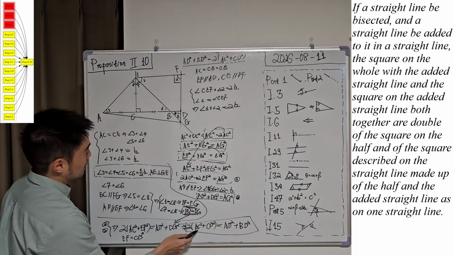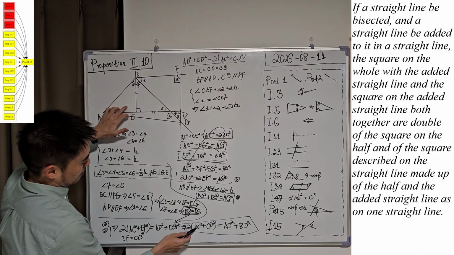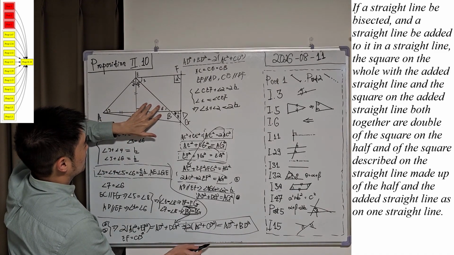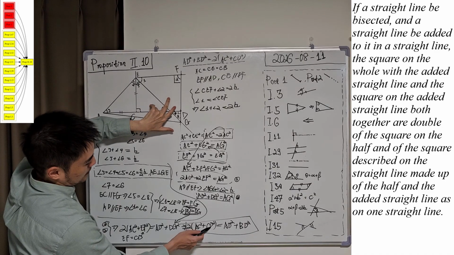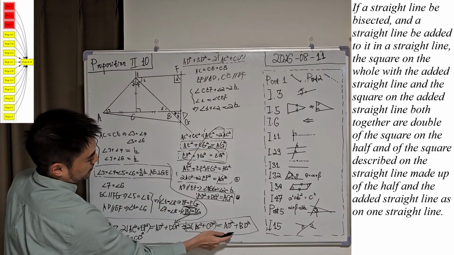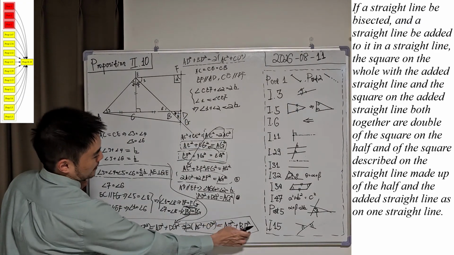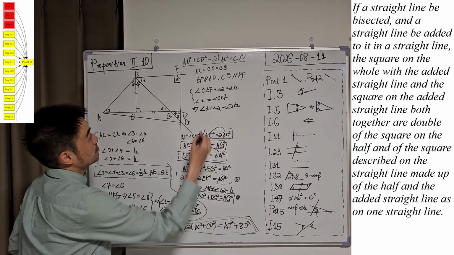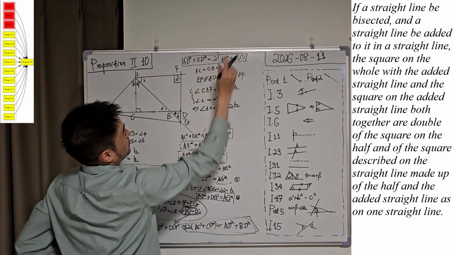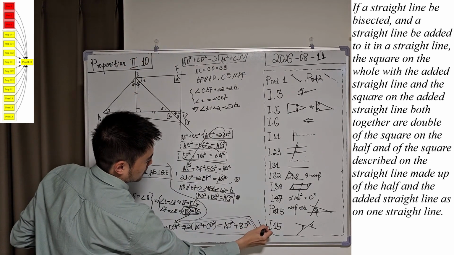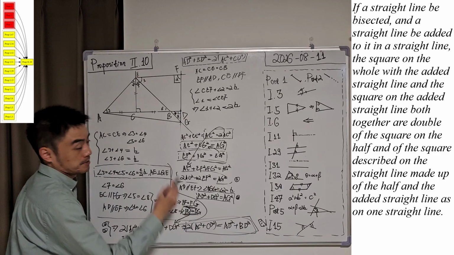Twice the square on AC, which is half, plus the square on CD, which is half, as well as the AD straight line, is equal to the square on the whole AD plus the square on the straight line BD, which is absolutely equivalent to our proposition. See, they are equivalent. So we have proved our proposition is true.